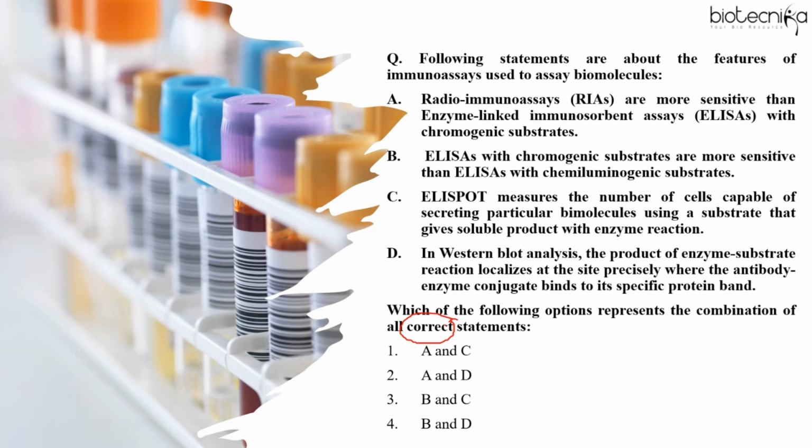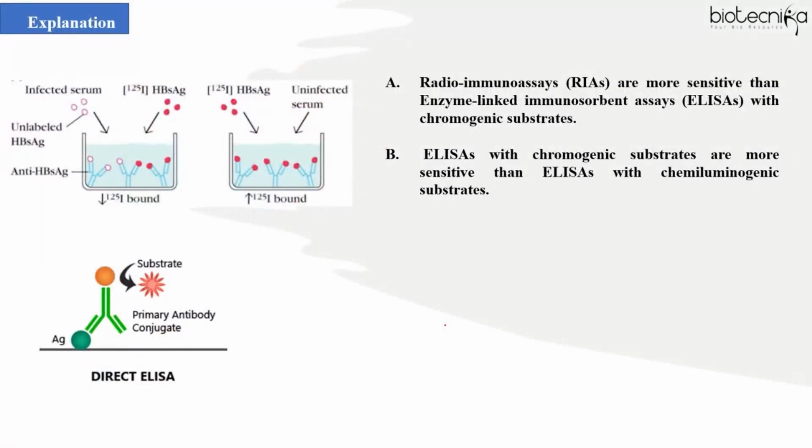So let's go through the statements given one by one. Statement A is that radioimmunoassays are more sensitive than ELISA. So first of all, let me quickly tell you about the principle of RIA and ELISA. RIA is radioimmunoassay. RIA and ELISA both are immunological techniques, that is where we use antibodies to detect a specific antigen.